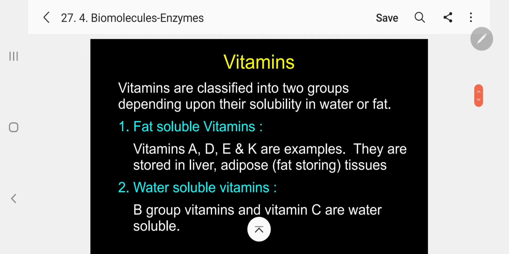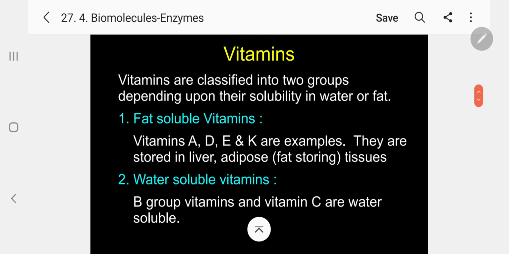Now coming to the classification of vitamins. Vitamins are classified into 2 types depending upon their solubility in water or fat. The first one, fat-soluble vitamins. A question can be asked: one among the following is a fat-soluble vitamin, or one among the following is a water-soluble vitamin. Like this, questions can be asked.